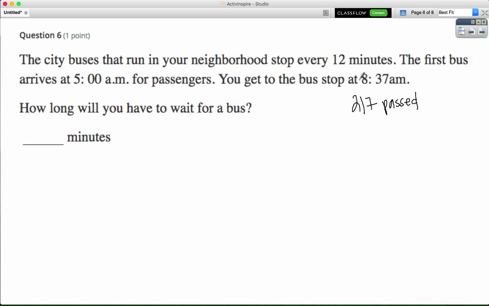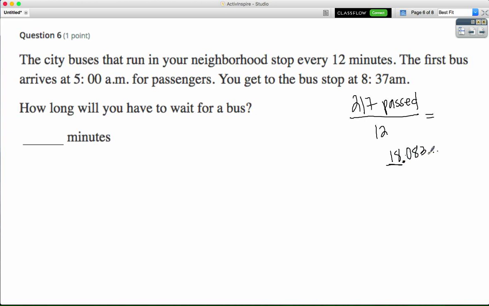And if a bus comes every 12 minutes, if that's the common difference, I'm going to see how many buses have already passed. So 217 divided by 12. So I get approximately 18.083, it keeps going. That's kind of irrelevant. I just know 18 times it's already passed.